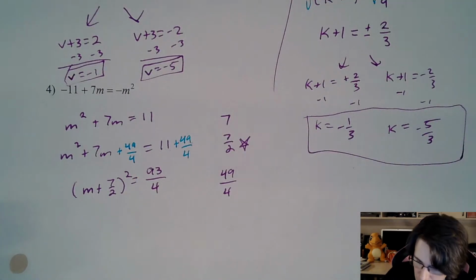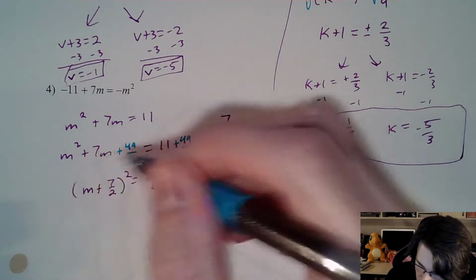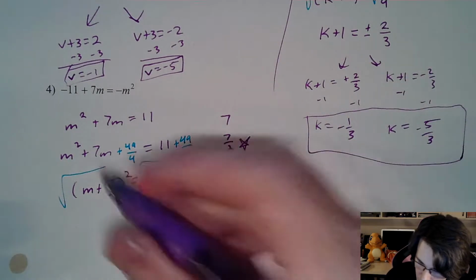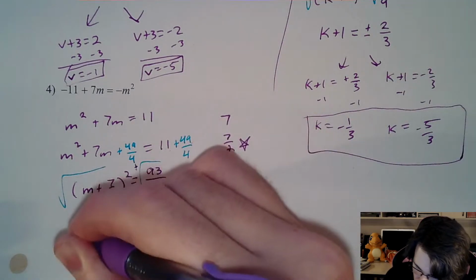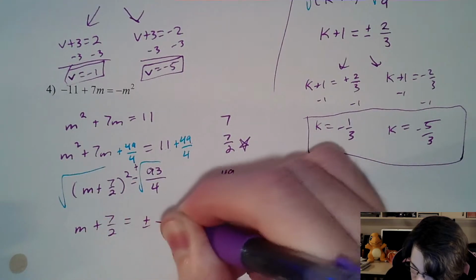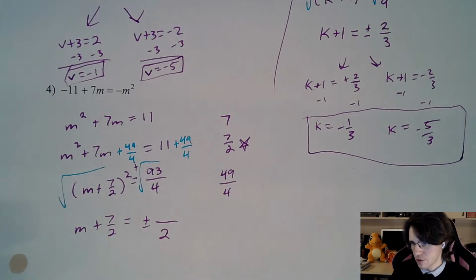Now here, when you take the square root of both sides, again, that square root of both sides when you do it, and you get, don't forget your plus or minus. M plus 7 over 2 is equal to plus or minus. Now the bottom is always going to come out to a perfect square. That square root of 4 is just 2.